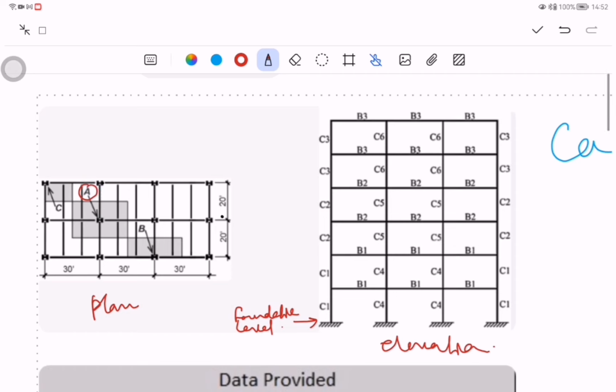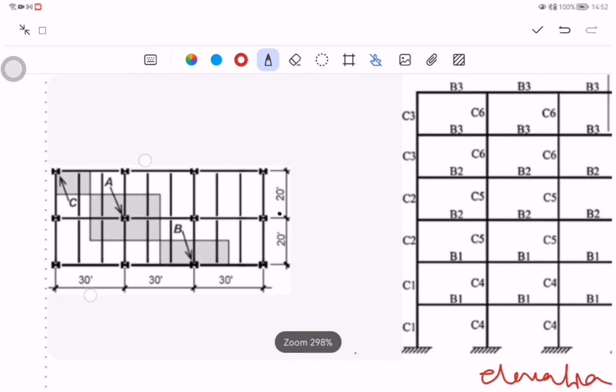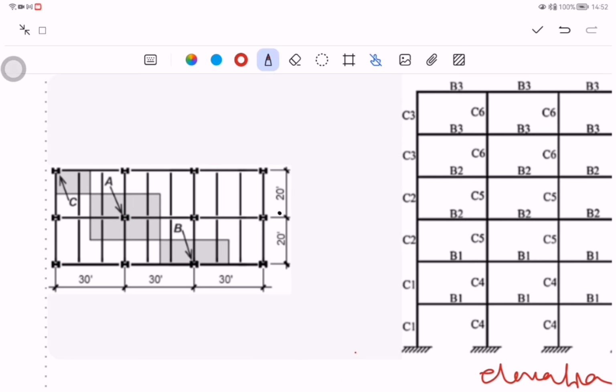So this A is my interior column, this B is my exterior column, and this C is my corner column. The load on all of these columns can be calculated by considering the catchment area that these columns share. So how can we do this? It's very easy. If you consider column A, the catchment area of this column is this shaded part. How can we establish this shaded part?